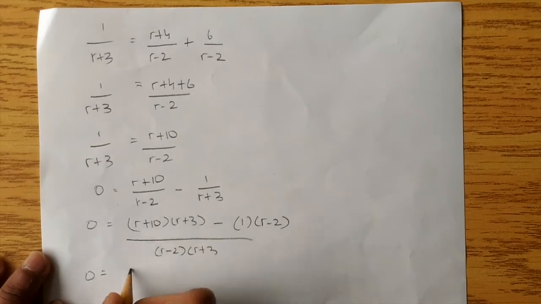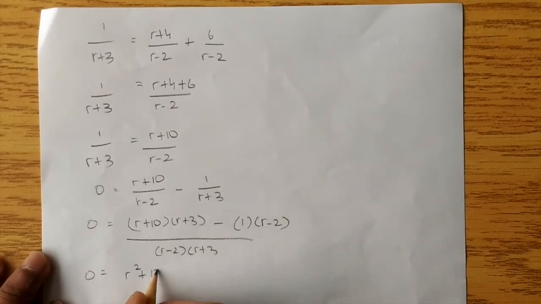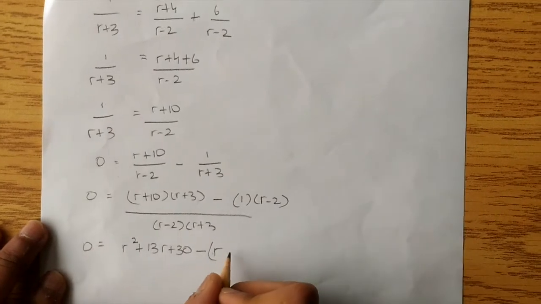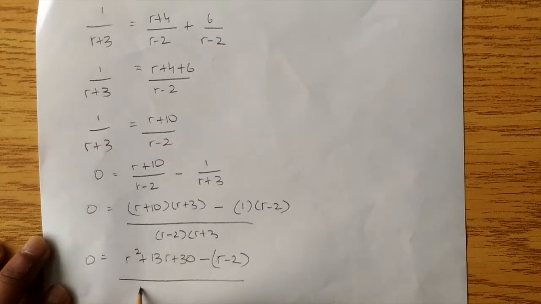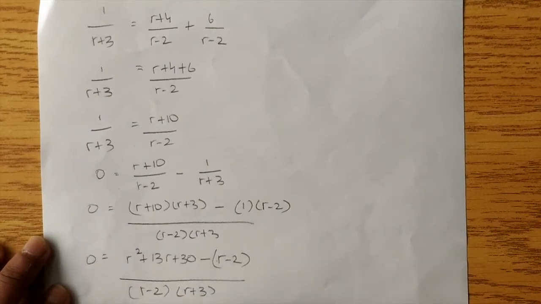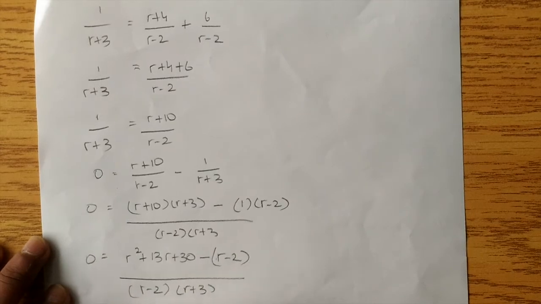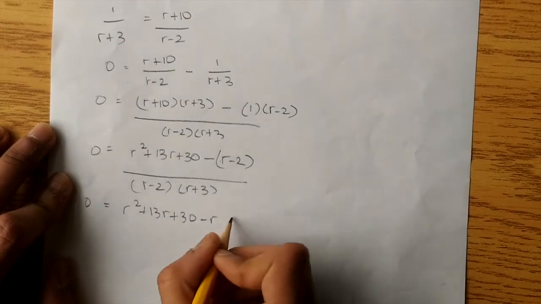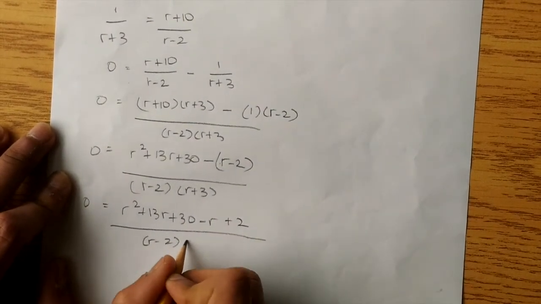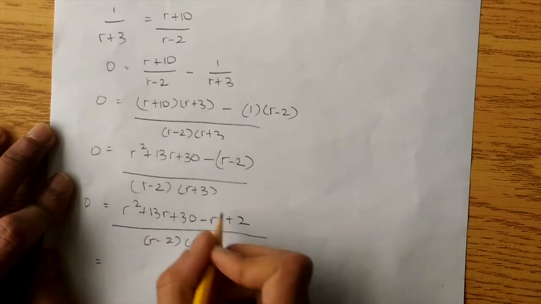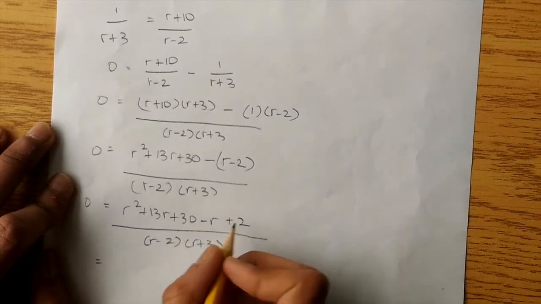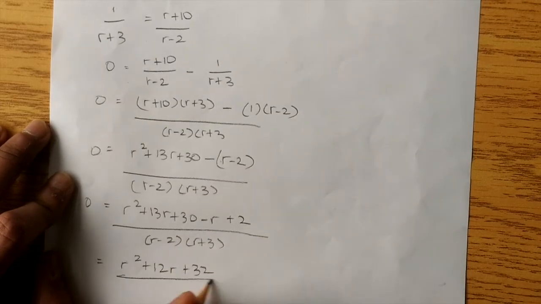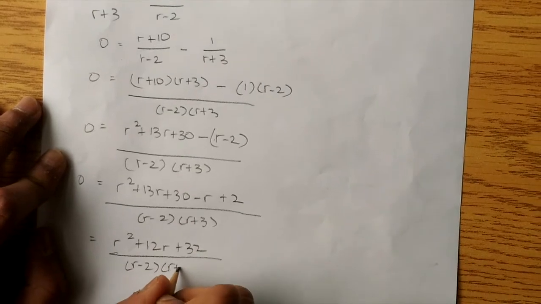So when you simplify that, you get r squared plus 13r plus 30 minus r minus 2 over r minus 2, r plus 3, sorry. So, and then it's basically simplifying it all down. r squared plus 13r plus 30 minus r plus 2 over r minus 2, r plus 3. And then once again simplify the numerator, so the 13r and the negative 1r, so it becomes r squared plus 12r and then plus 32 over r minus 2, r plus 3.